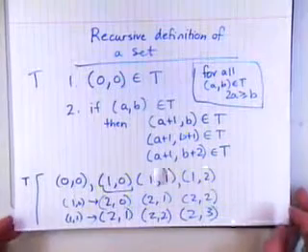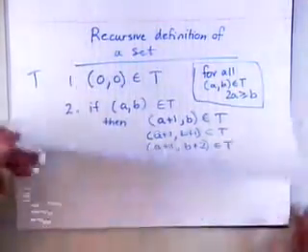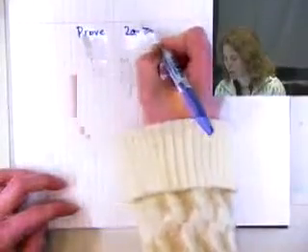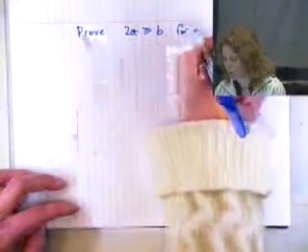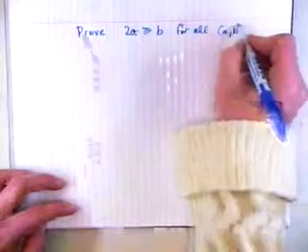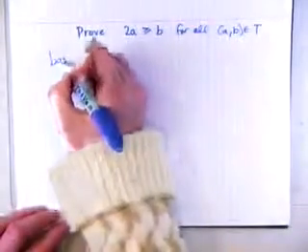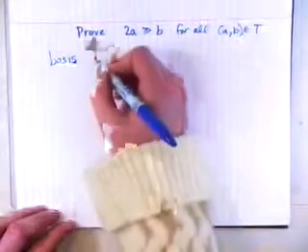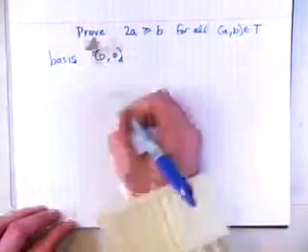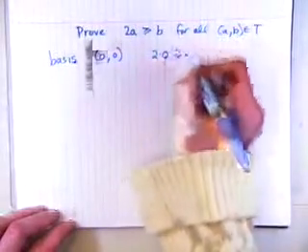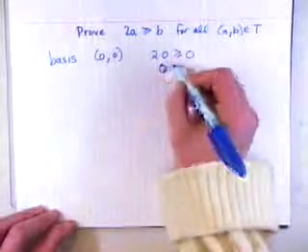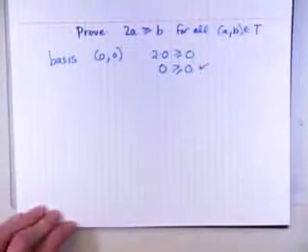But let's prove it. So we have to start with a basis, right? So we're going to prove that 2A is greater or equal to B for all (A, B) in the set T. So our basis is we have to show that for (0, 0), 2 times 0 is greater or equal to 0. 0 is greater or equal to 0 is true, so that's going to be true.